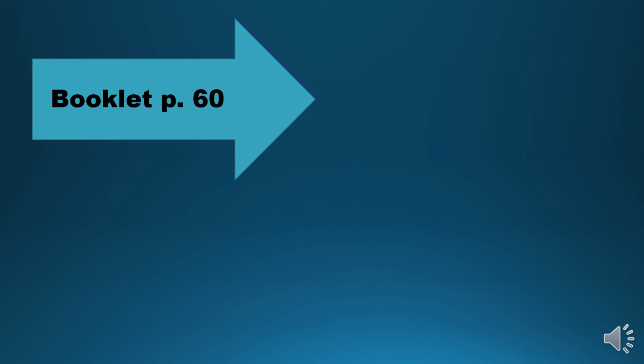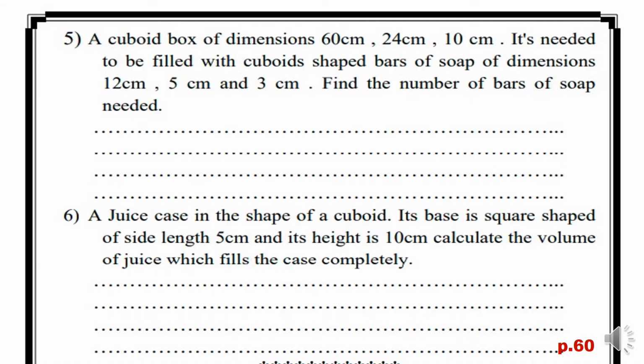Booklet page 60. Number 5. A cuboid box of dimensions 60 centimeter, this is the length, 24 centimeter, this is the width, and 10 centimeter, this is the height. It's needed to be filled with cuboid-shaped bars of soap of dimensions 12 centimeter, 5 centimeter, this is the width, and 3 centimeter height. Find the number of bars of soap needed.